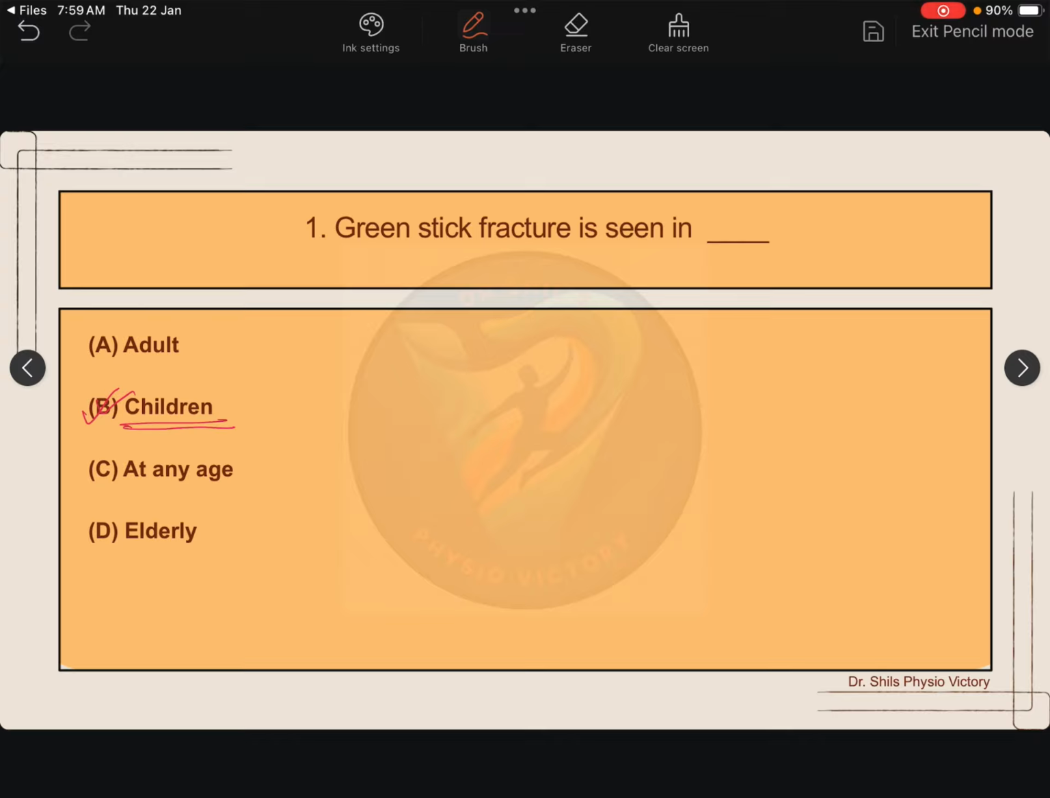In children, the organic matrix, that means collagen, is very high, but mineral content is low. This makes the bone flexible but not brittle.